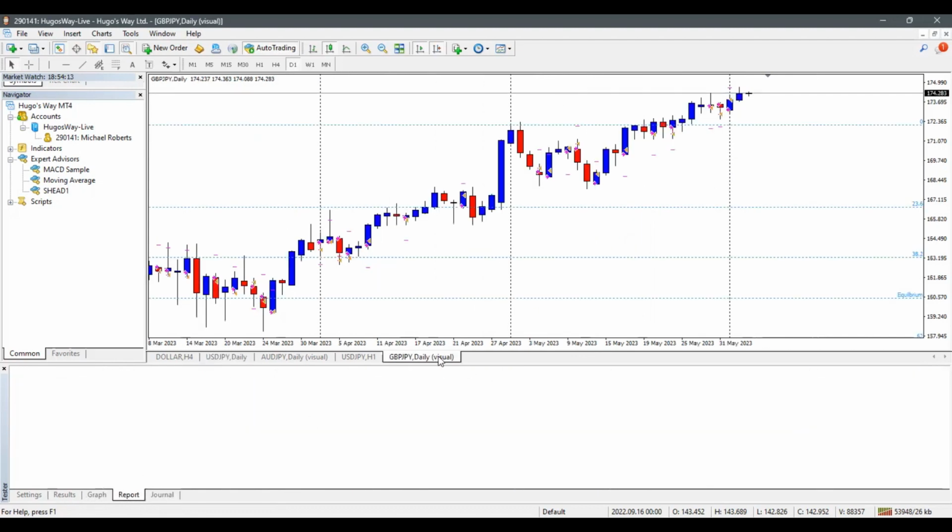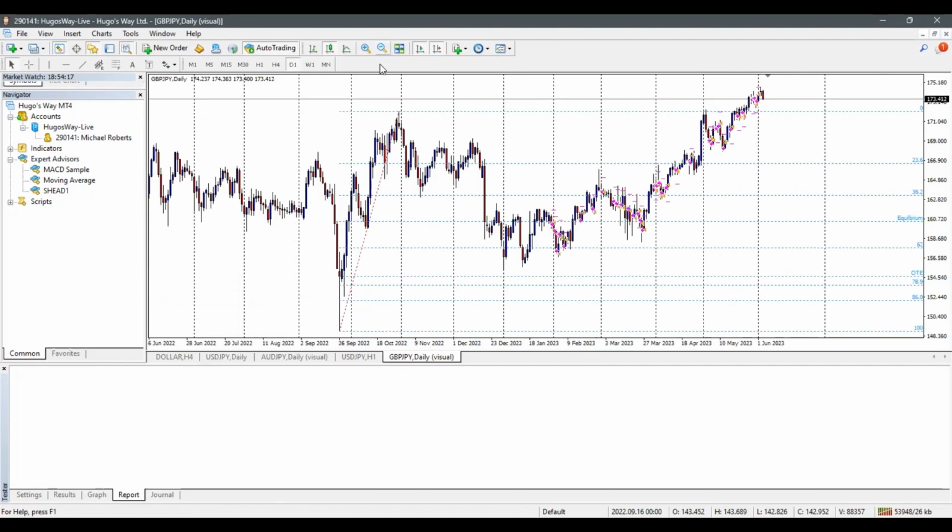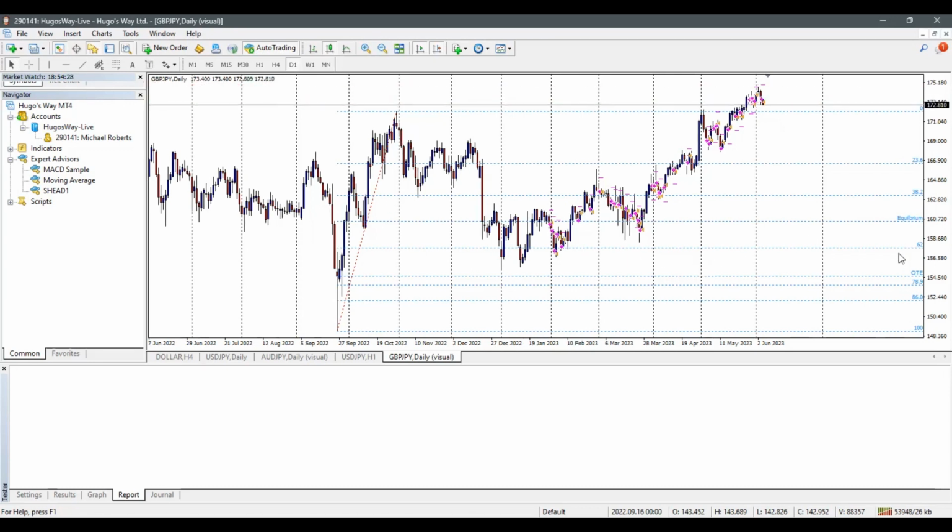Let's look at the actual chart to see what's going on. All right. Now, you can watch this video over and over again to see how the robot operates and what it's looking for. You can see that my robot draws a Fibonacci range, but this Fibonacci range is an institutional one. This isn't a normal Fibonacci.